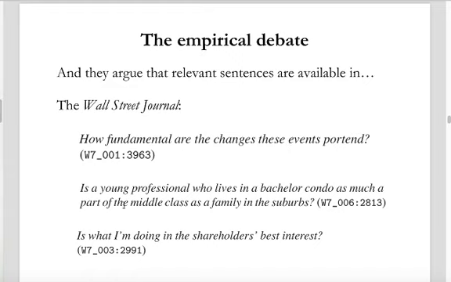Here's a very simple sentence that seems to be characteristic of what young children get exposed to. Is a young professional who lives in a bachelor condo as much a part of the middle class as a family in the suburbs? So I'm joking around a bit here. The point is, I'm not sure why they're bringing in all these data from the Wall Street Journal. I mean, nobody is disputing the fact that in adult English, this is the way to produce these questions. But this doesn't seem totally relevant to child input.